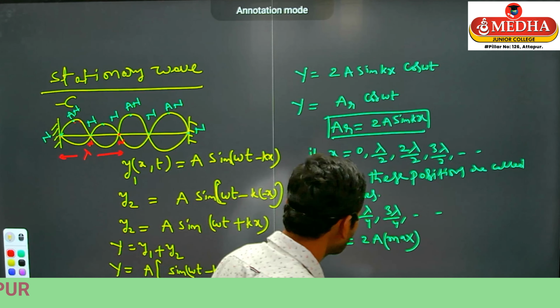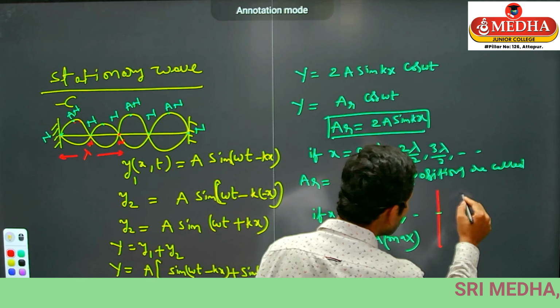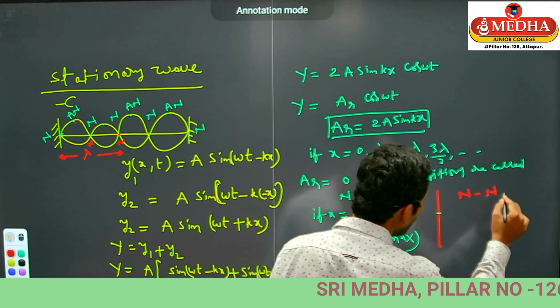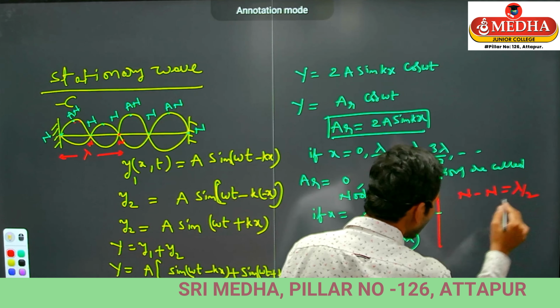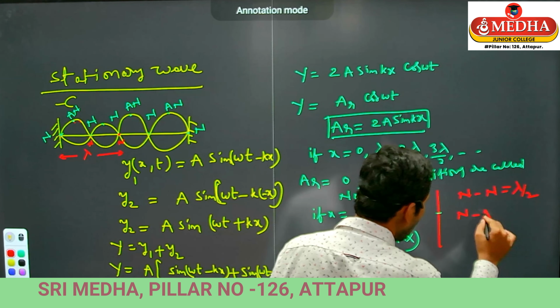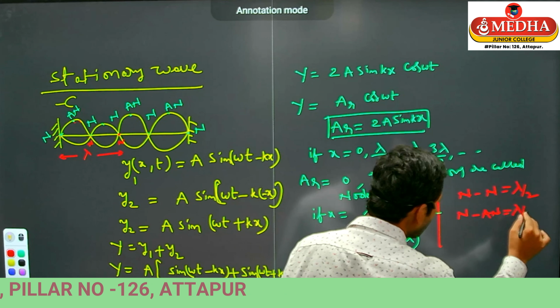Those important points I am writing now here. The distance between two adjacent nodes is equal to lambda by 2, and the distance from a node to an antinode is equal to lambda by 4.